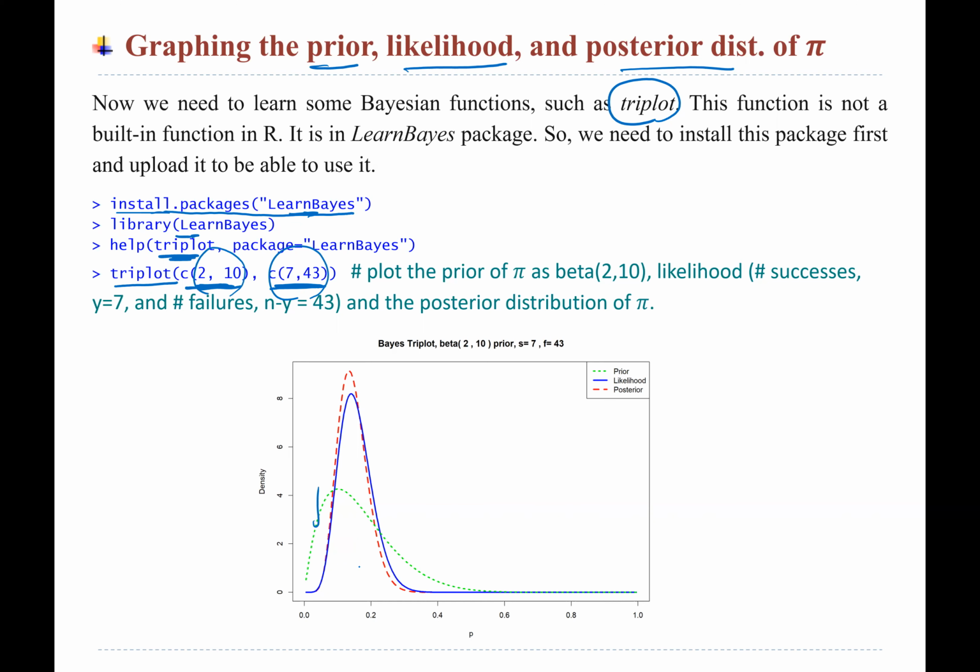This one is the prior with alpha 2, beta 10. And the blue one is the likelihood, and the red one is the posterior distribution. So this function can be used to graph the three functions.